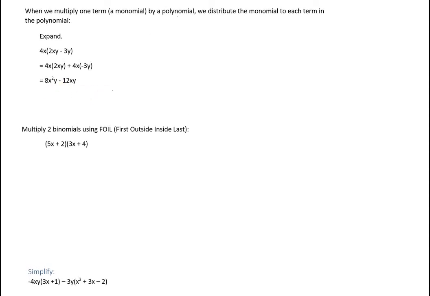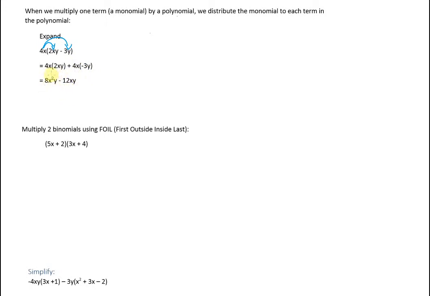Okay, so there's an example here, and let's just mark off some of the important things. The 4x gets multiplied in to each term. So 4x times 2xy plus 4x times negative 3y. We have to remember that negative there. You could also have minus 4x times positive 3y. As long as that negative is accounted for, it doesn't really matter how.